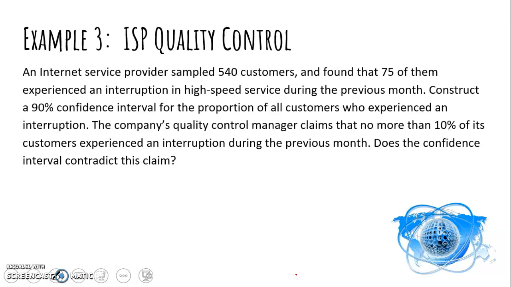Example 3, ISP quality control. An internet service provider sampled 540 customers and found that 75 of them experienced an interruption in high-speed service during the previous months. Construct a 90% confidence interval for the proportion of all customers who experienced an interruption. The company's quality control manager claims that no more than 10% of its customers experienced an interruption during the previous months. Does the confidence interval contradict the claim?